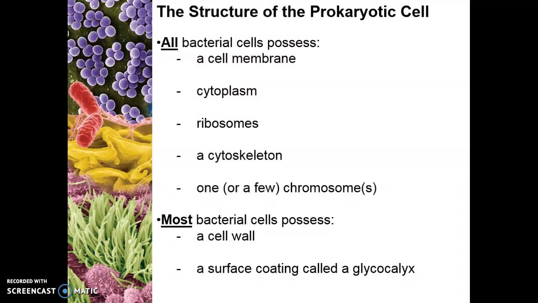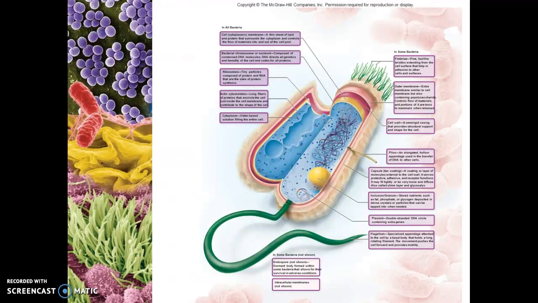All right, then most bacteria cells, but not all, have a cell wall, and they have some sort of surface coating called a glycocalyx. And the glycocalyx can range in thickness, and so that's one variation between bacteria cells. Alright, this figure is a little hard to see on your screen, but if you look in your textbook, and hopefully you have a blown up picture of that for your ebook.